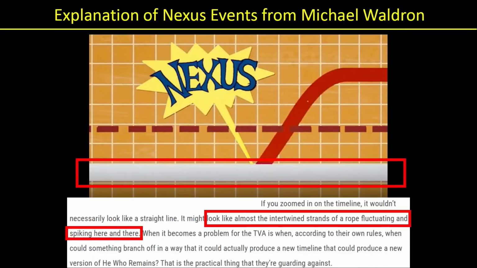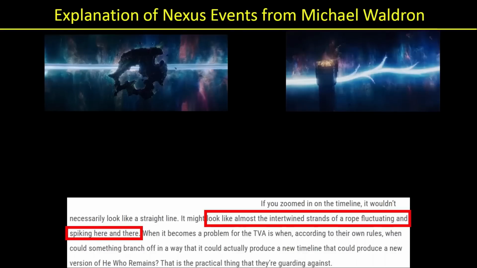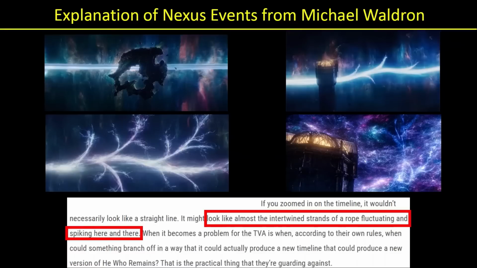All right, so let's look at a couple things he says. So the sacred timeline looks like intertwined strands of rope, fluctuating and spiking here and there. Let's look at this, because this is really important. If you look at the sacred timeline before He Who Remains was killed, there's clearly more than one line there. That's why there was a multiverse. Remember, Dr. Strange said, there is a multiverse. Okay, we can see it right there, right? Then when He Who Remains is killed, it starts to go nuts, right? It starts to branch off, and then branch off even more, and then branch off into insanity. And remember those fingers, that nasty finger hand gross thing from Doctor Strange.